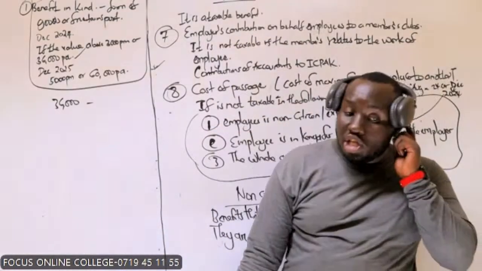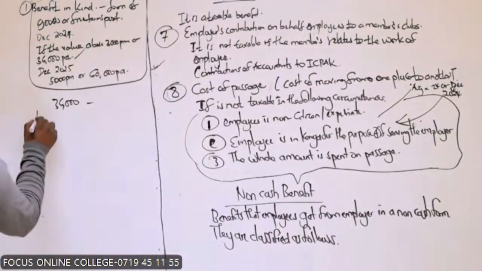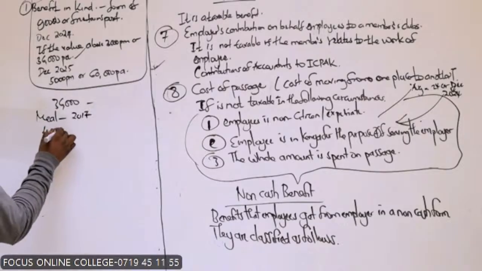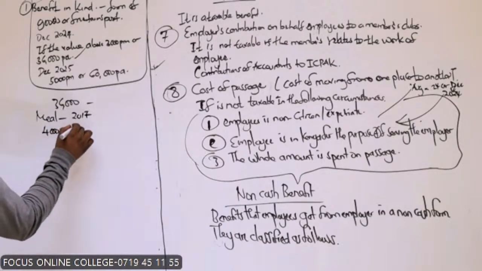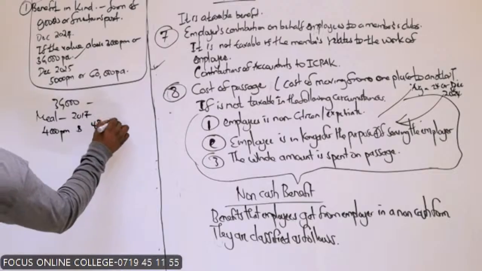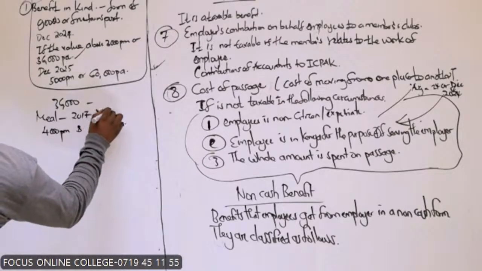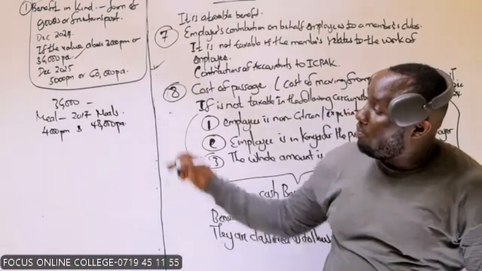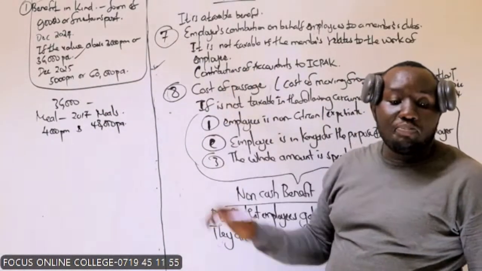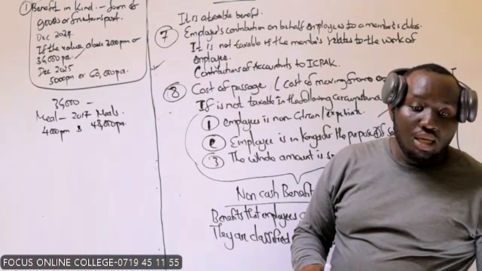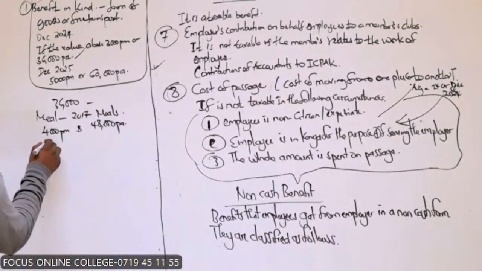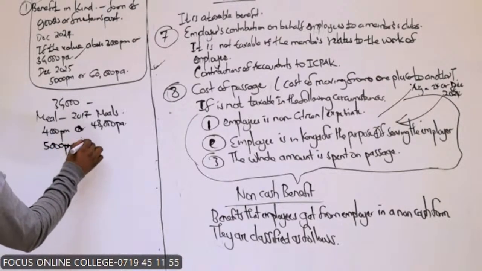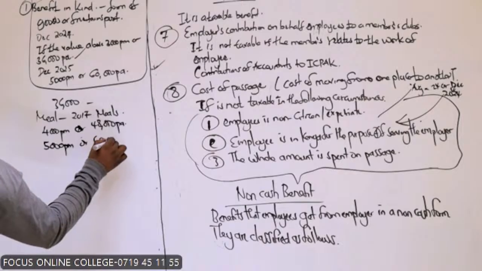Then we also had the meals. From around 2017, meals were 4,000 per month and 48,000 per annum. But with the changes effective December, January, meals are 5,000 per month, or 60,000 per annum. This is the present rate.